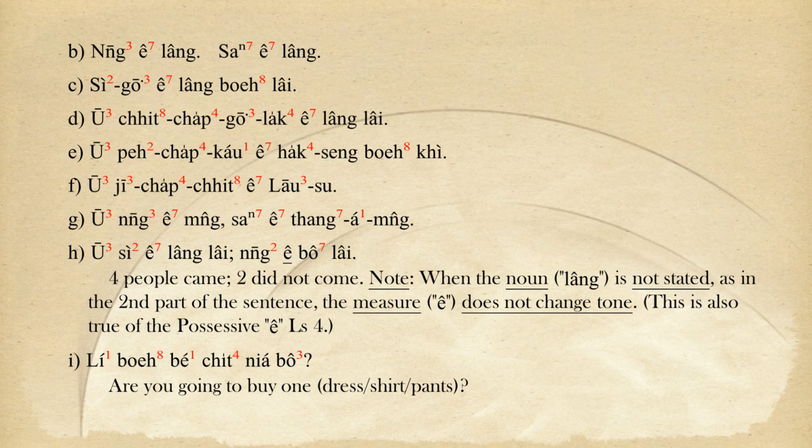Four people came, 2 did not come. Note, when the noun is not stated, as in the second part of the sentence, the measure does not change tone. This is also true of the possessive, lesson 4.